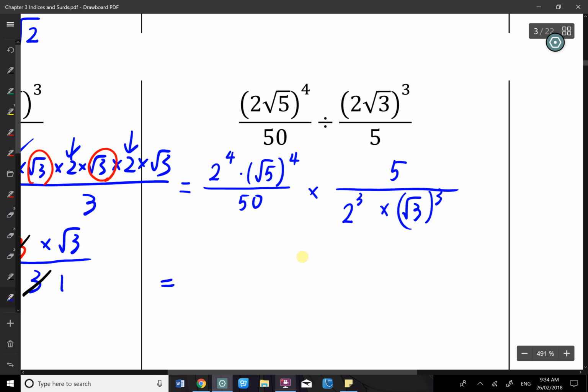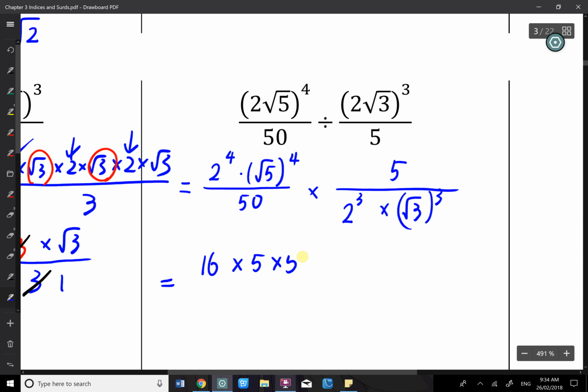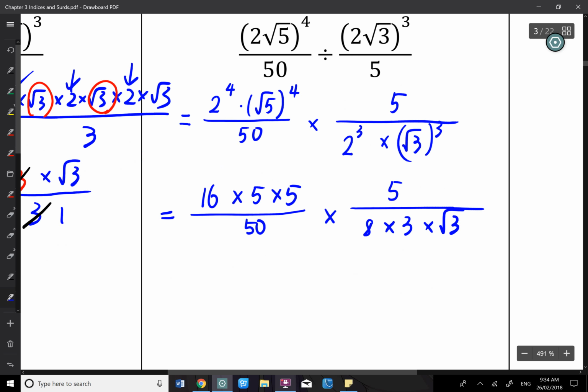So the top will get a 16 times, root 5 to the power 4 gives you 4 root 5. Two of that will become a 5, the other 2 will become a 5. So it's 5 times 5. Root 5, root 5, root 5, and root 5: 2 of that will become a 5, 2 of that will become a 5. And over 50 times 5 over the bottom. 2 to the power of 3 is 8. Root 3, root 3, root 3: 2 root 3 will become a 3, and you still have a single root 3 here.